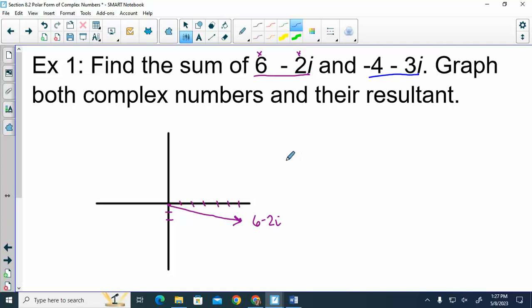Now negative 4 minus 3i. So my x is negative 4, my y is negative 3. What do you think you would get when you found the sum of these two complex numbers?